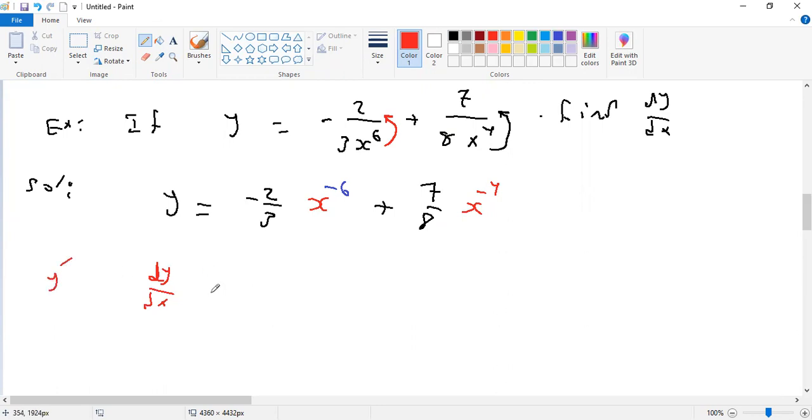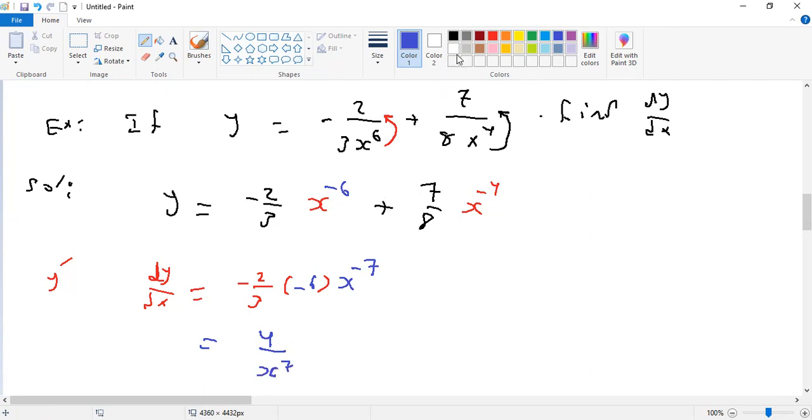You want to write y prime or dy/dx equal to n times k. So this one will be negative 2 over 3 times what? Times negative 6, n times k, and x to the power negative 6 minus 1, which is negative 7. So the first term is negative 6 times negative 2 over 3. This will be 4. Why 4? You can multiply: 6 times 2 is 12, negative times negative is positive, 12 over 3 is 4. And negative 6 minus 1 is negative 7. So we can write it as a positive 4 here.